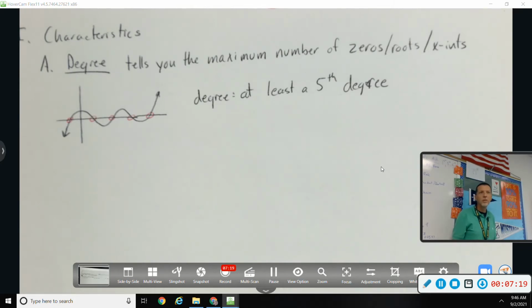Or a triple root. Although it could be a 5 root, or a 7 root, or a 9 root, and they would all do the wiggle thing. Same thing with a bounce. It could be a double root, or a 4 root, or a 6 root, or an 8 root. They'd all bounce. Alright. The evens bounce, the odds wiggle.